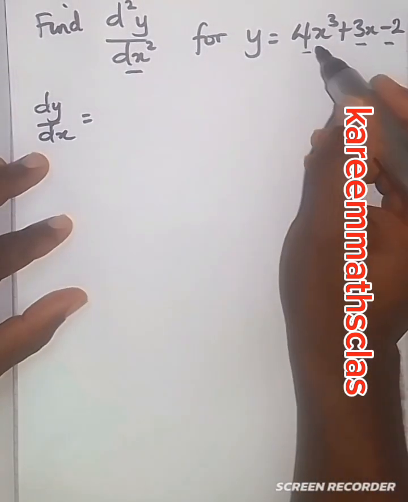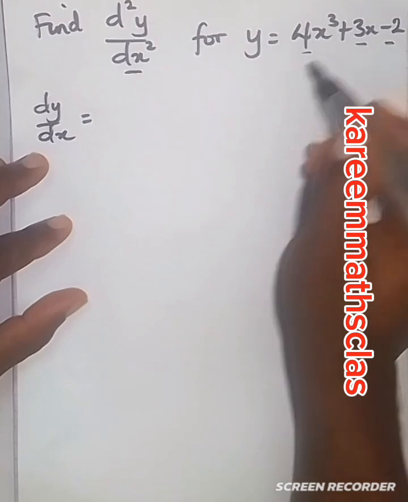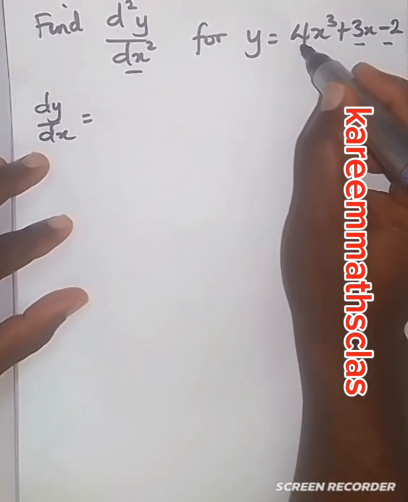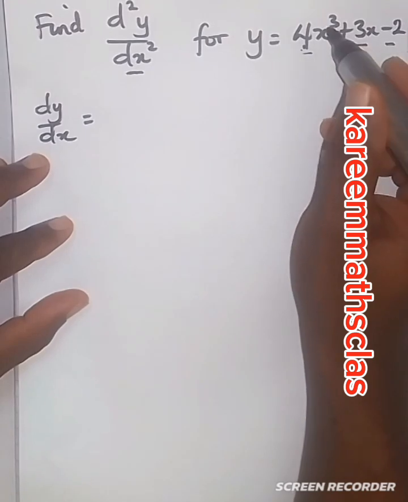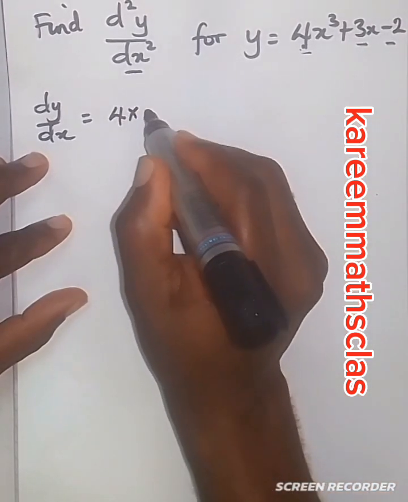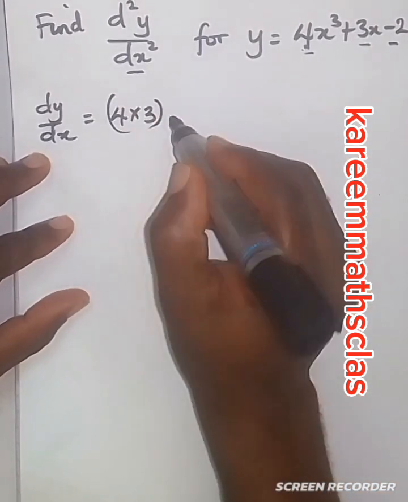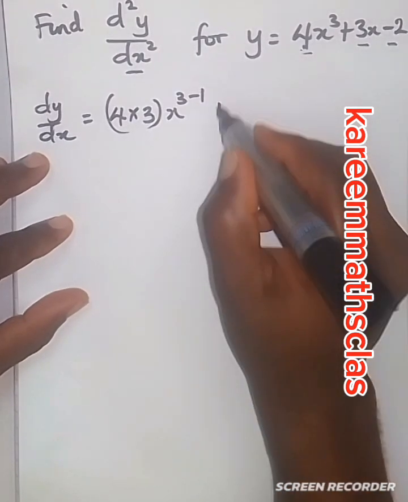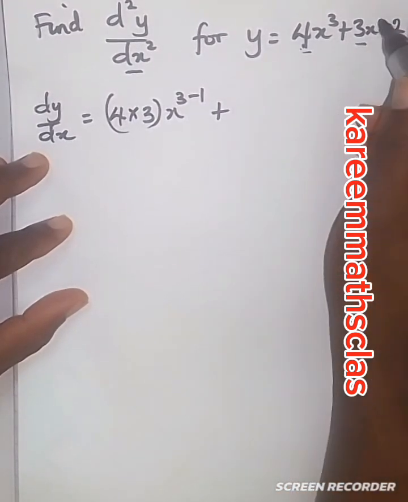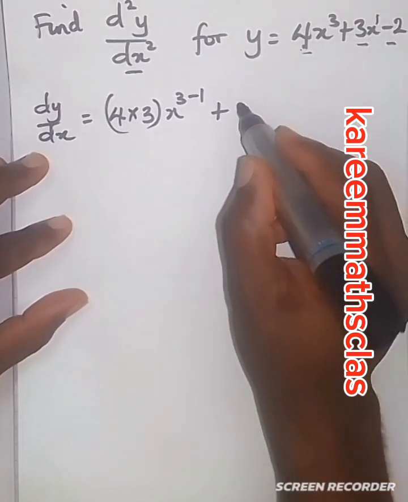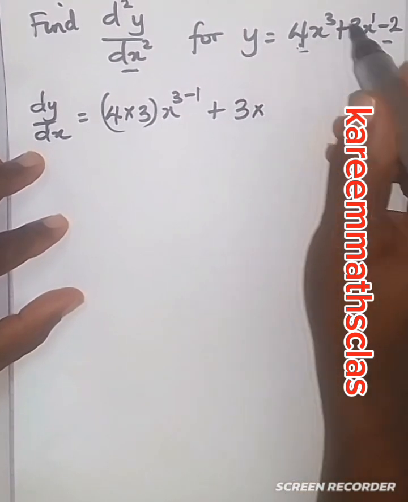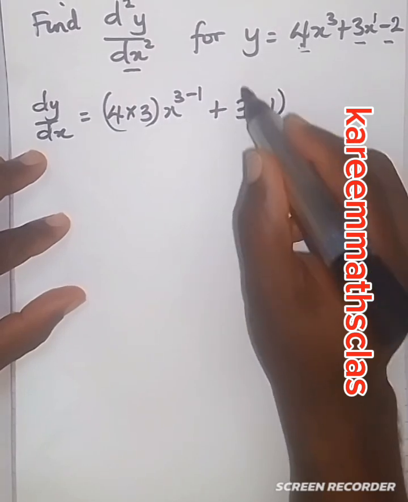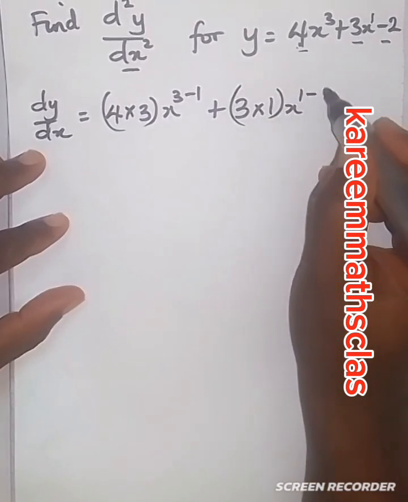So for 4x cubed, you multiply by the power, 4 times 3, then reduce the power by 1. So you have x raised to power 3 minus 1. Same thing you do here: plus 3, this is 3x raised to power 1. So you have 3 times 1, in bracket x raised to power 1 minus 1.